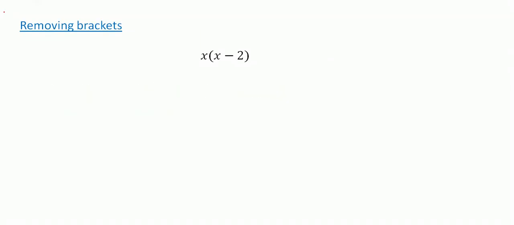So the first thing we need to recap is how we remove brackets. Let's say we have x open brackets x minus 2 and we want to remove the brackets. We need to take the term on the outside of the brackets, so we take x multiplied by x and then x multiplied by minus 2. So x multiplied by x gives us x squared, and x multiplied by minus 2 gives us minus 2x.